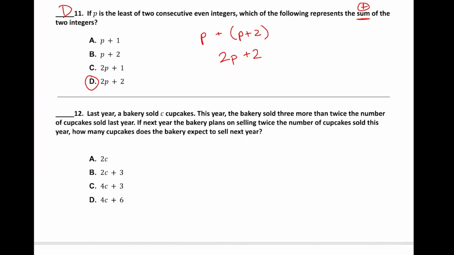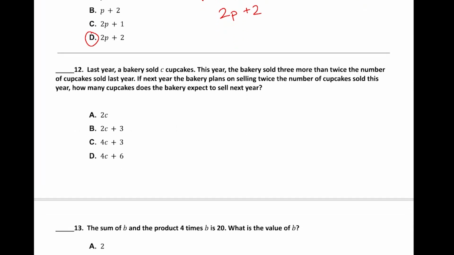Number 12 says last year a bakery sold C cupcakes. This year the bakery sold 3 more than twice the number of cupcakes sold last year. If next year the bakery plans on selling twice the number of cupcakes sold this year, how many cupcakes does the bakery expect to sell next year? This one's a little tricky just because you have multiple years where the number is changing. So I think the easiest way to approach this is just 1 year at a time.